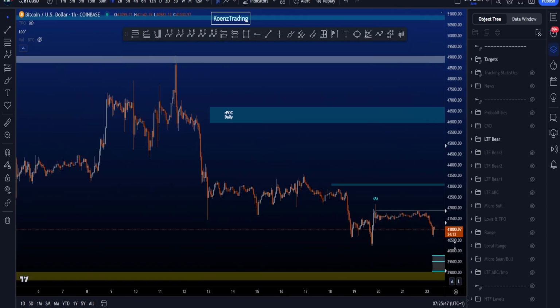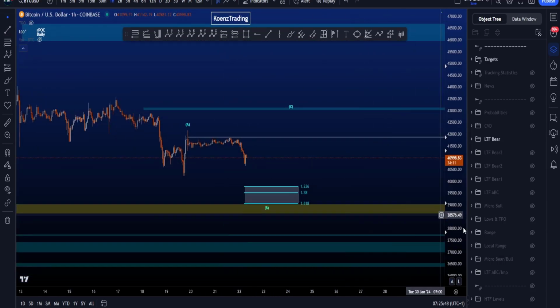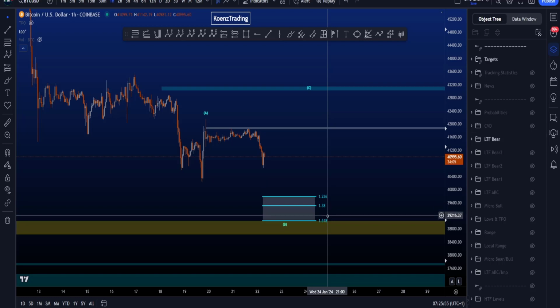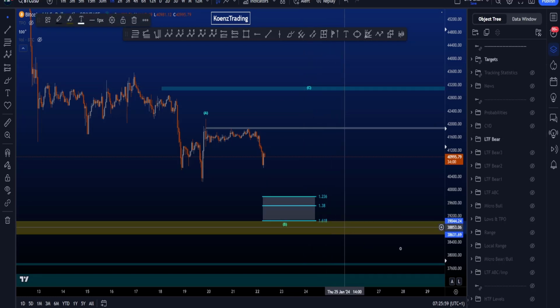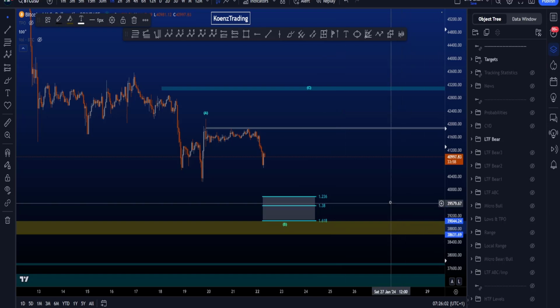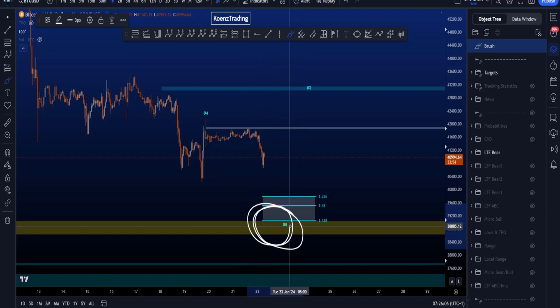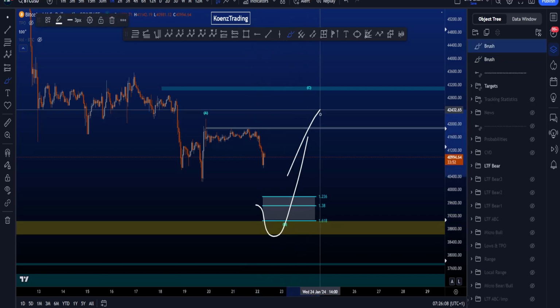So at least it is something that we have to think about, where the common target for wave B is between a 1.236 and a 1.38, which is between 39.8k and 39k, which is right on top of this target box as well, between 38.6k and 39k. So this could very much be an interesting area for the low of this B and then an impulsive C to the upside.